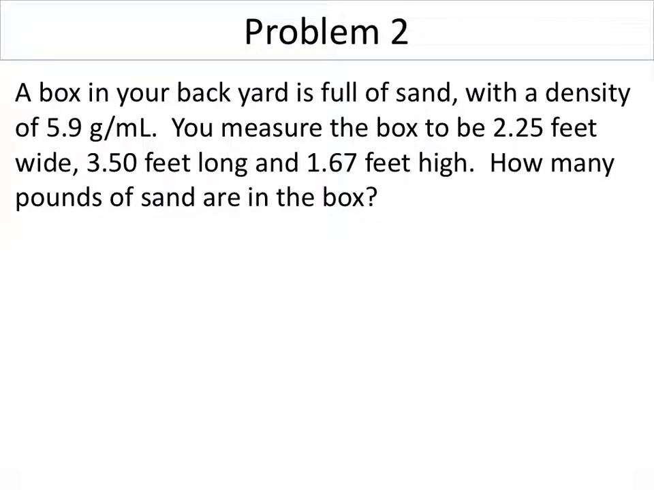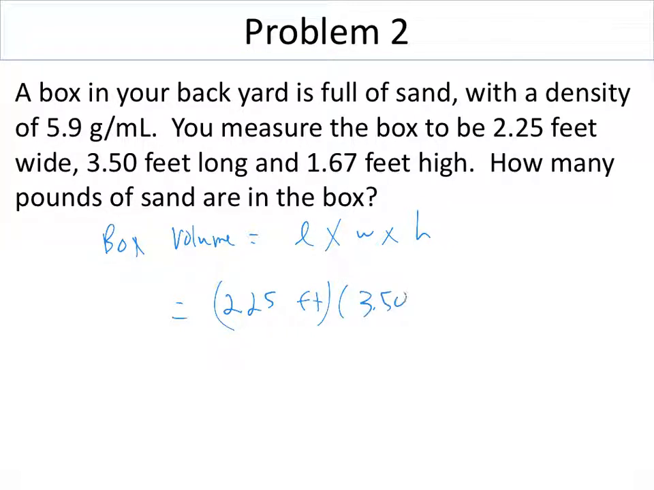Here's one for you. A box in your backyard is full of sand with a density of 5.9 grams per milliliter. You measure the box to be 2.25 feet wide by 3.50 feet long and 1.67 feet high. How many pounds of sand are in the box? So the first thing we need to do is figure out the box volume, which is length times width times height, which is 2.25 feet times 3.50 feet times 1.67 feet.